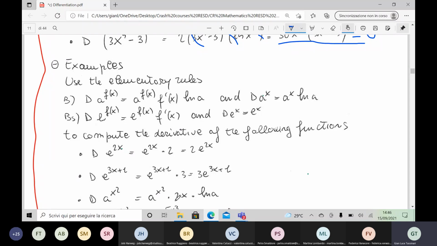Did we finish? No, because in this case the basis is a and not e. So you also have this constant to take into this term, which is ln of a, the logarithm with basis e of who? Of the basis of the exponential. So times ln of the basis, which is a, so ln of a.